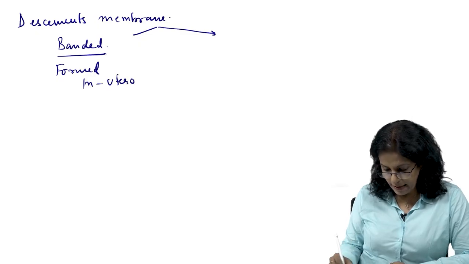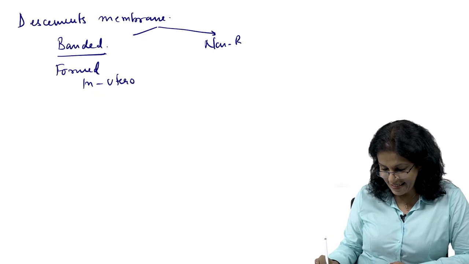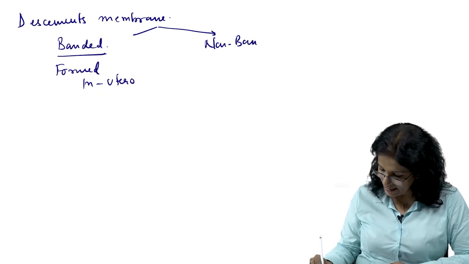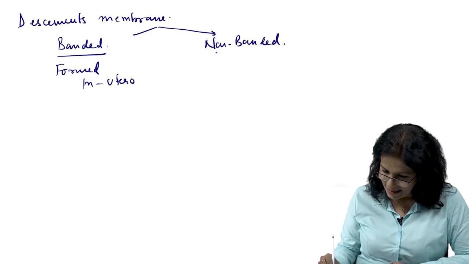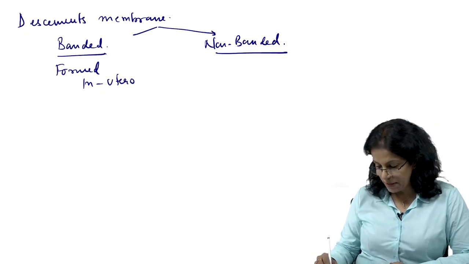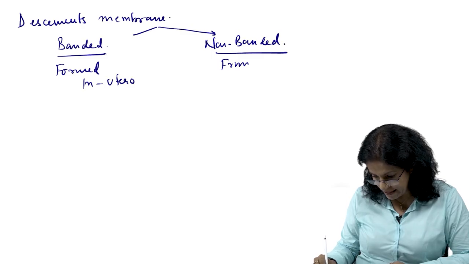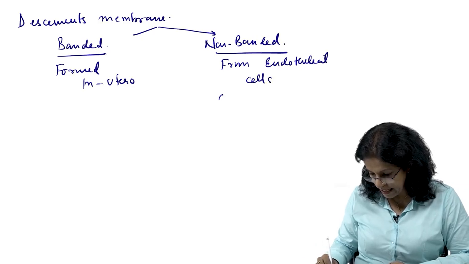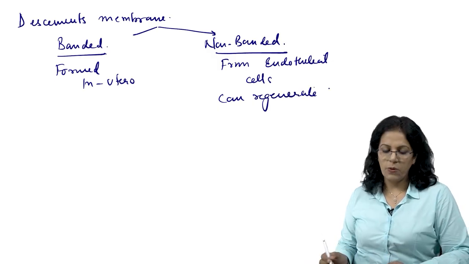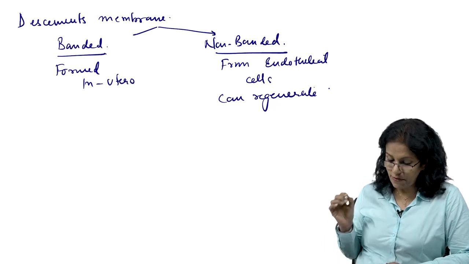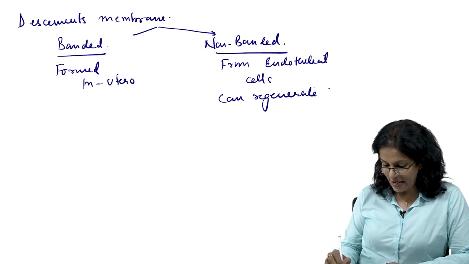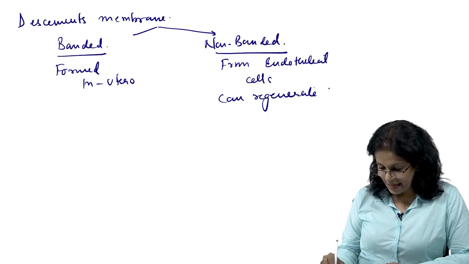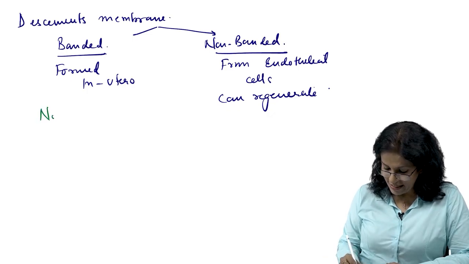When you come to the non-banded part, non-banded is mainly regenerating from the endothelial cells, and because it is formed from endothelial cells, this part will regenerate. Okay, and after this, a very important point for the Descemet's membrane, we'll be learning it again and again here, is no elastic fibers.